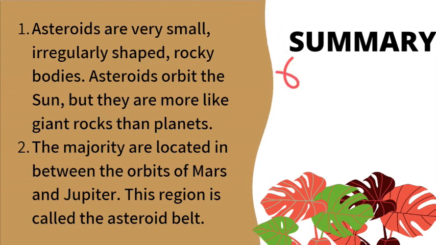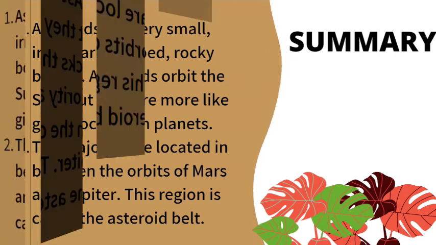First, asteroids are very small, irregularly shaped, rocky bodies. Asteroids orbit the sun, but they are more like giant rocks than planets. Second, the majority of asteroids are located in between the orbits of Mars and Jupiter. This region is called the asteroid belt.